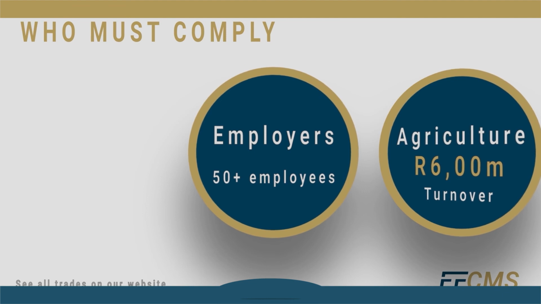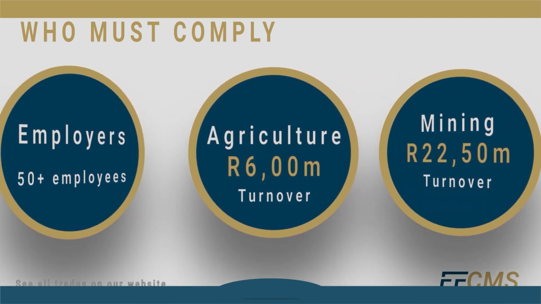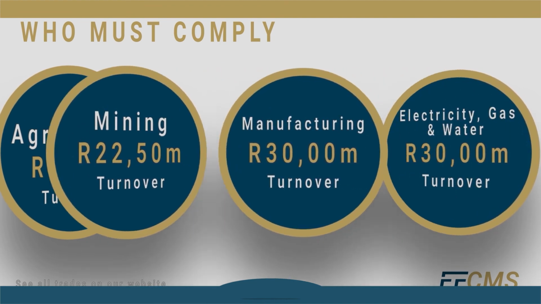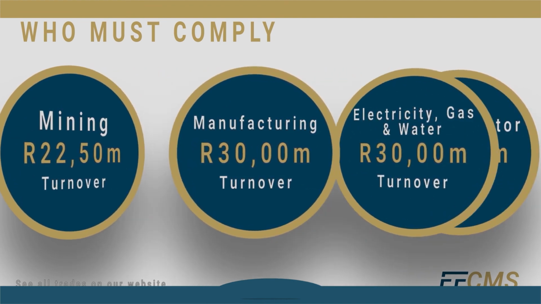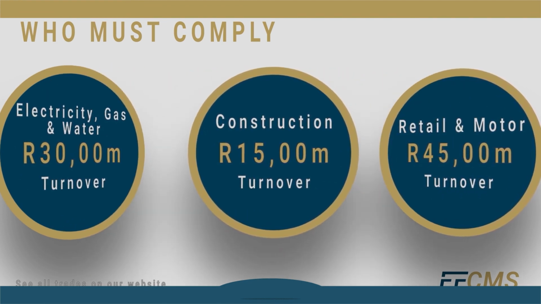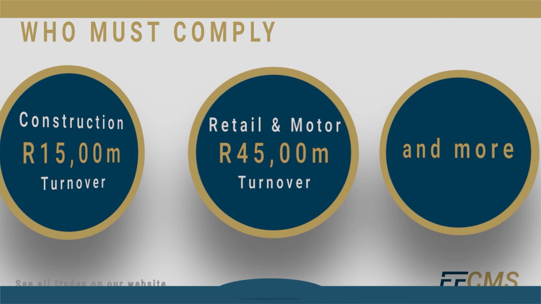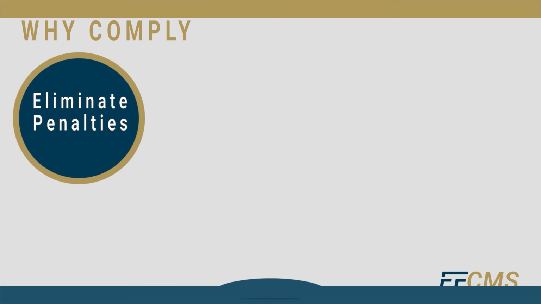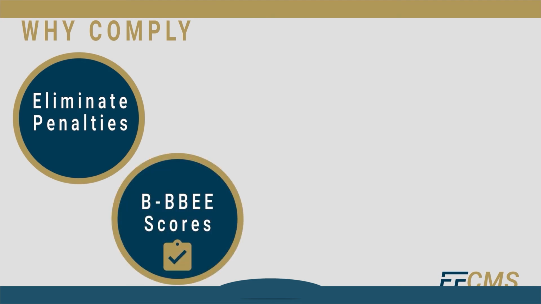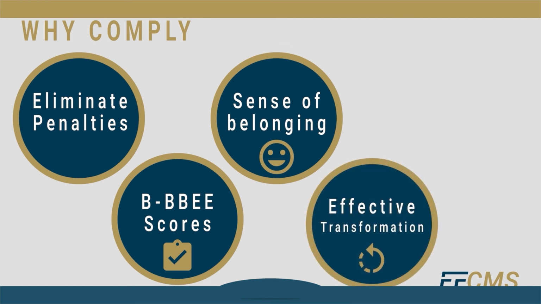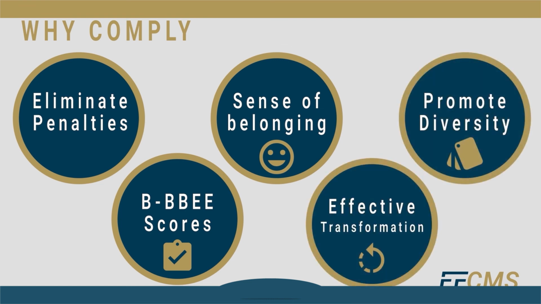Employers with over 50 employees. Agriculture over 6 million turnover, mining over 22.5 million turnover, manufacturing over 30 million turnover, electricity, gas and water over 30 million turnover, construction over 15 million turnover, retail and motor over 45 million turnover and more. Eliminate penalties. Increase a triple BEE score, forming a sense of belonging to employees, effective transformation, and promoting diversity.